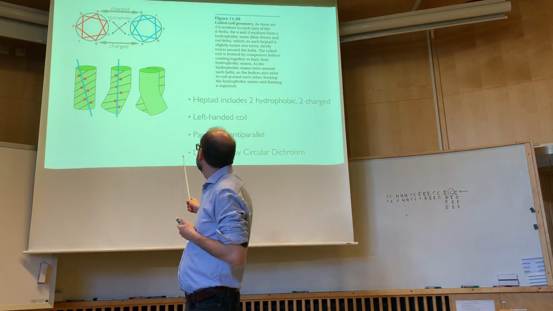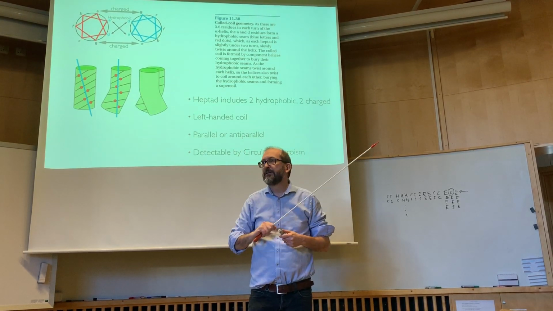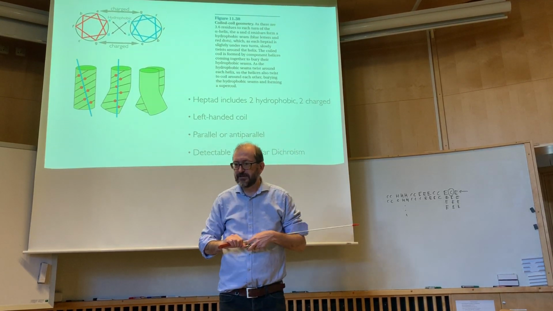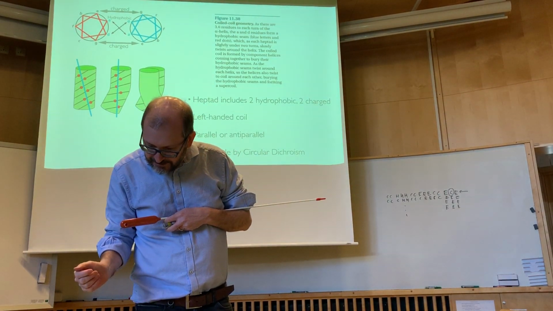And it turns out you can actually detect this with a relatively cheap experiment. You can do circular dichroism. We have a machine here. Just ask Grasslund, and she'll probably help you with that.